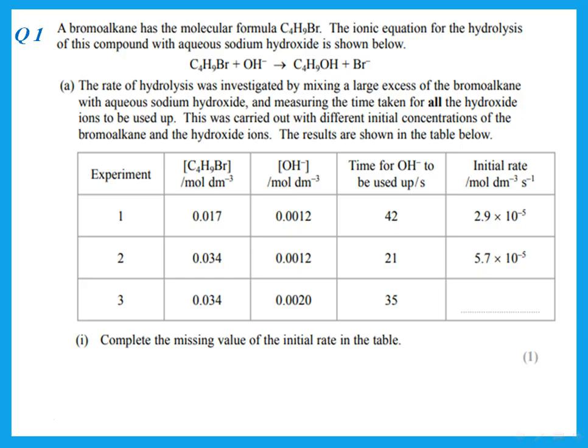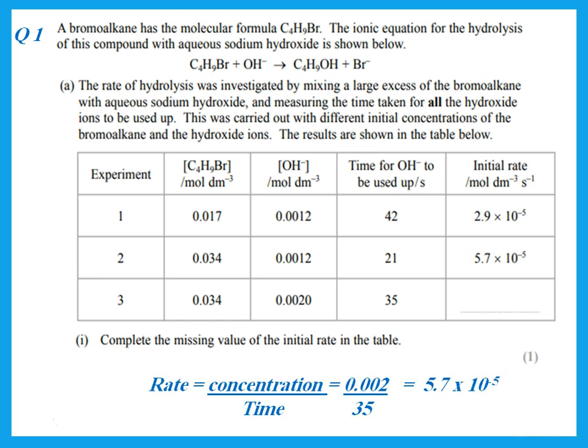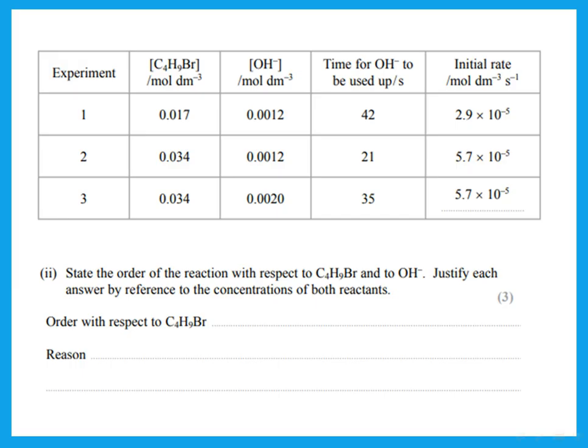I'm going to remind you that rate is concentration over time. Now we're talking about what? He's saying the time taken for all the hydroxide ion to be used. So we're going to use the concentration of the hydroxide over the time in the table. So that is the 0.002 over the 35, which is the time for the hydroxide to be used up. And that gives me a value for the rate for that experiment. Remember, rate is concentration over time.